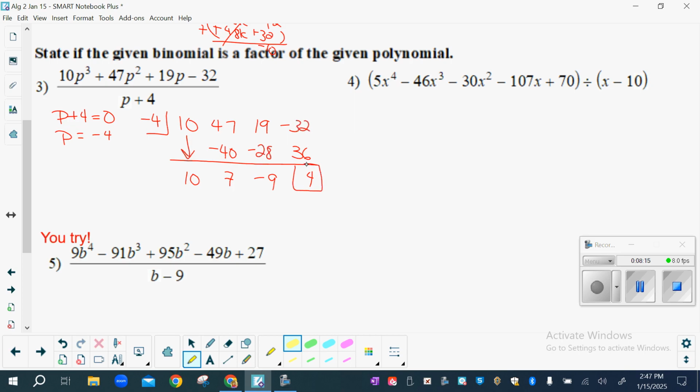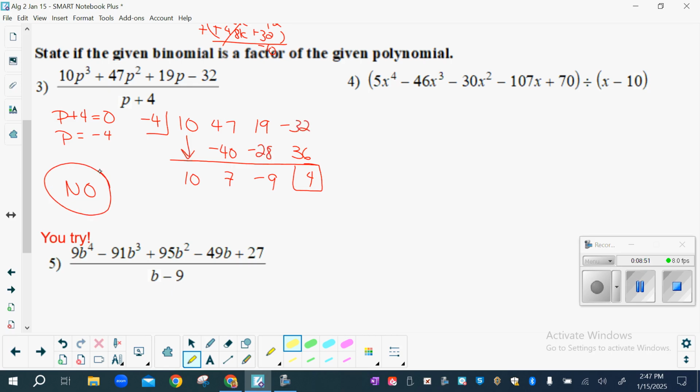So, is my answer a yes or a no? Is it a factor or is it not a factor? No, it's not. The answer is no. Why? Look at the remainder. It is not 0. That means it's not a factor. If the remainder is 0, the answer is yes, because that means it divides evenly by that binomial. If there's a remainder, it's a no. So my answer here is no.